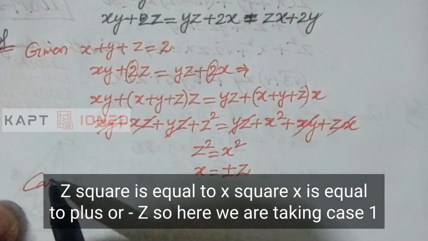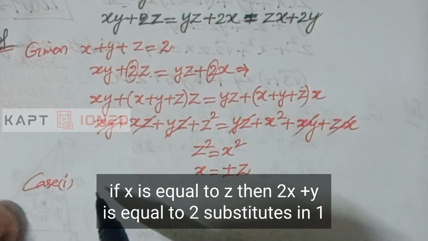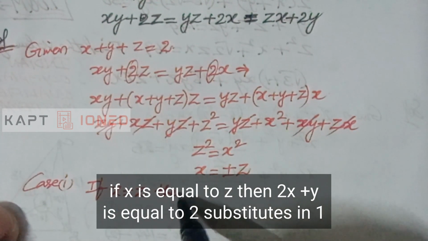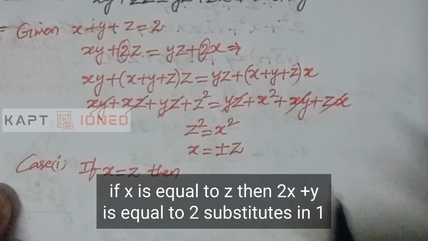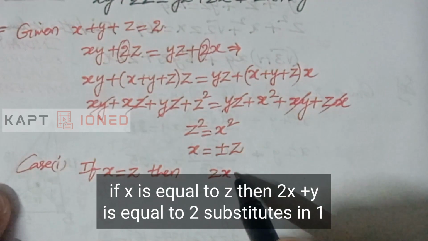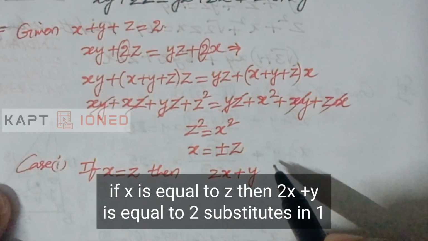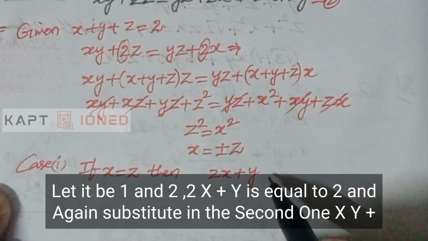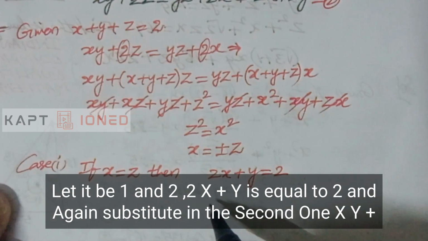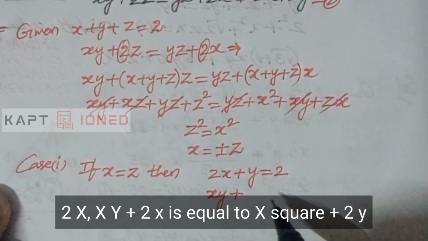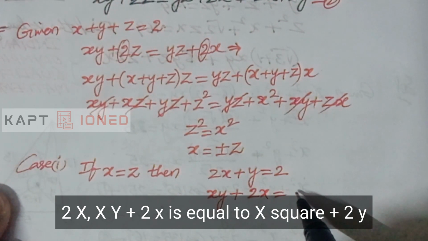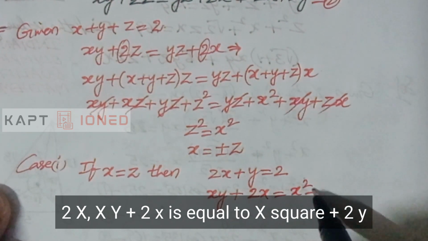So here you are taking case 1. If x is equal to z, then substituting in 1, let it be 1 and 2: 2x plus y is equal to 2. And substituting in the second one, xy plus 2x is equal to x square plus 2y.